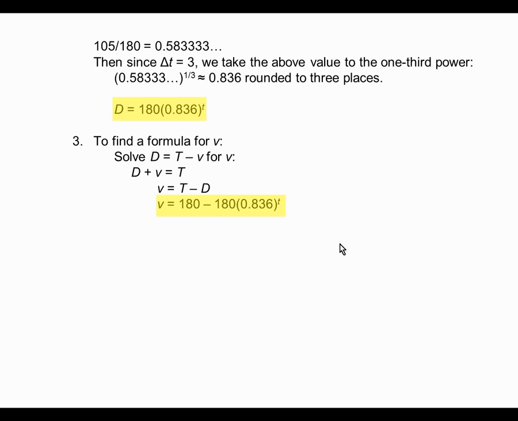Okay, question 4 was to find function notation for the velocity after 3 seconds. It's going to be v of 6. Remember, v is a function of time. It's going to be v of 6.